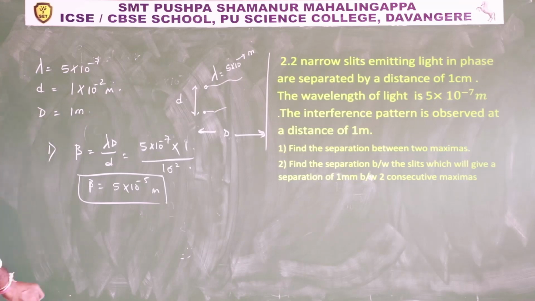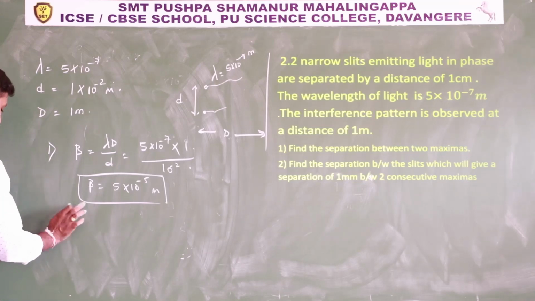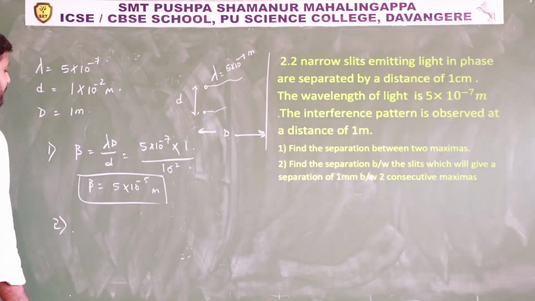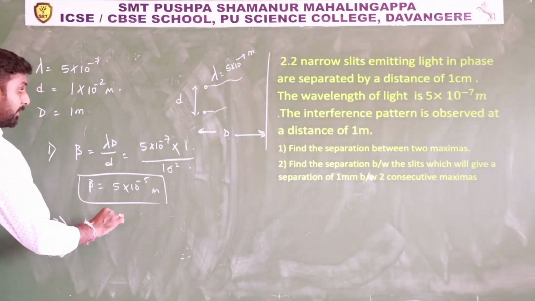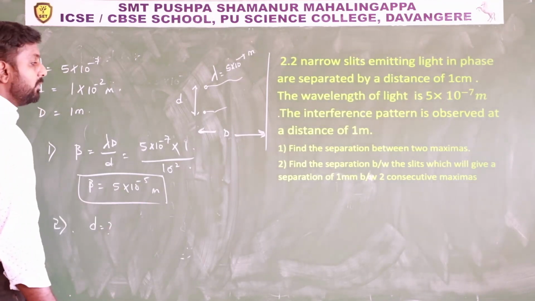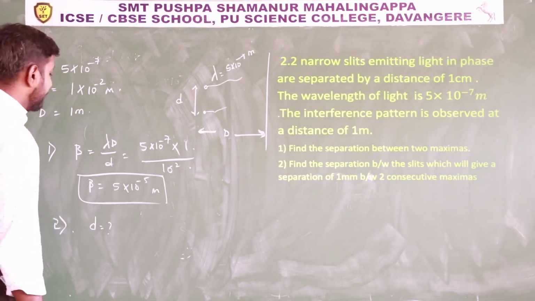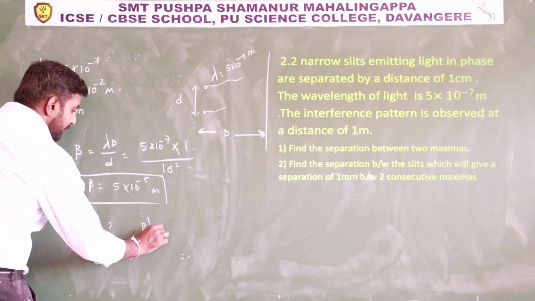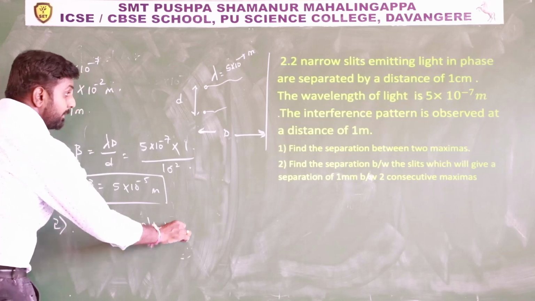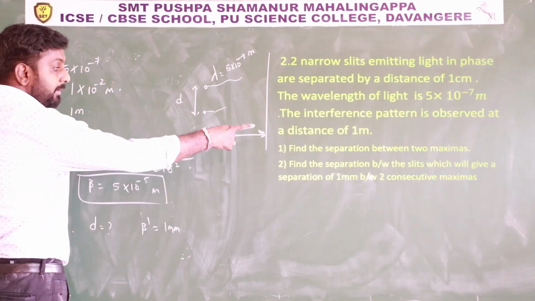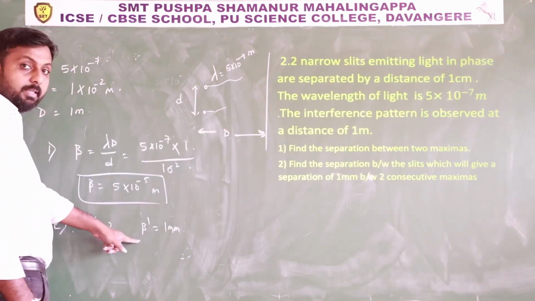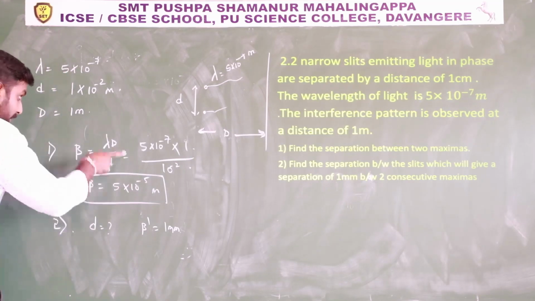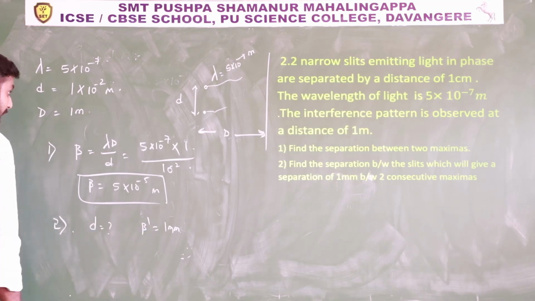Then after calculating that value, the second question asks for the slit separation, the d value. You have to find the separation between the slits. Beta dash I will consider for the second question: the separation is 1 millimeter between two consecutive maxima, nothing but beta. So for the same given data, beta dash value is given.